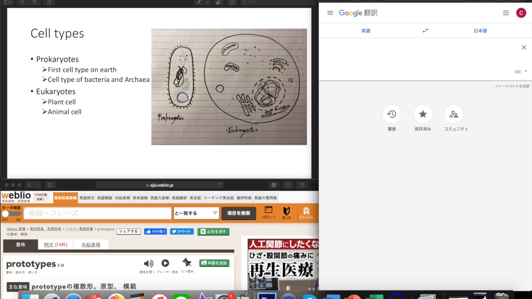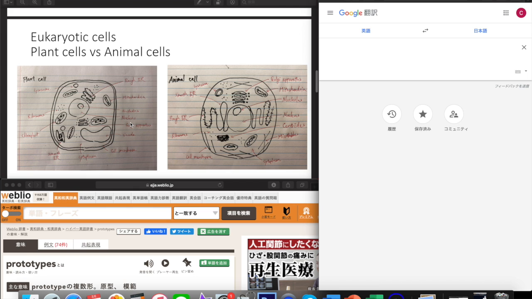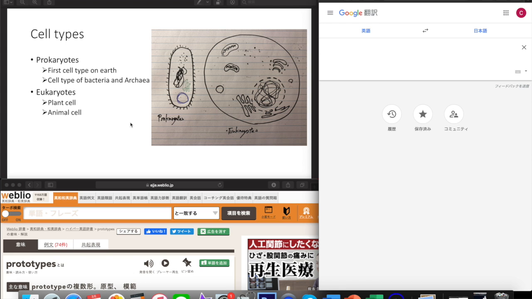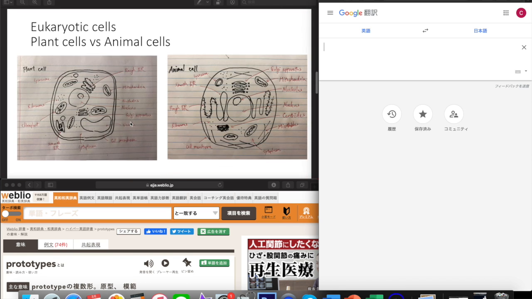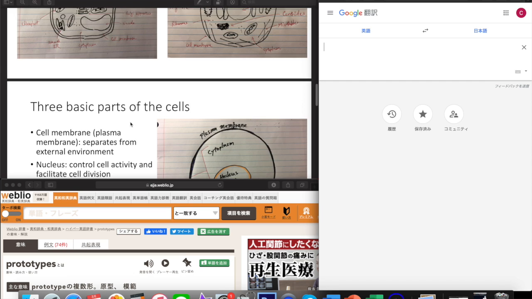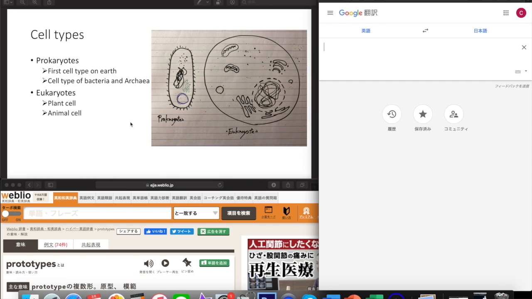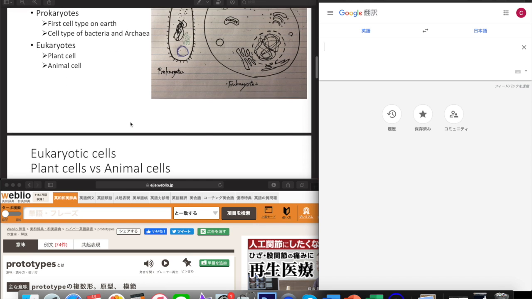I want to confirm this topic. Prokaryotes have a very simple structure, and eukaryotes have a much more complex structure than prokaryotes. Is that okay? Yes, it's quite correct. Okay, thank you. The eukaryotes contain almost four types: plant, animal, fungi, and others. And I have to show you the difference between the animal cell and the plant cell first.